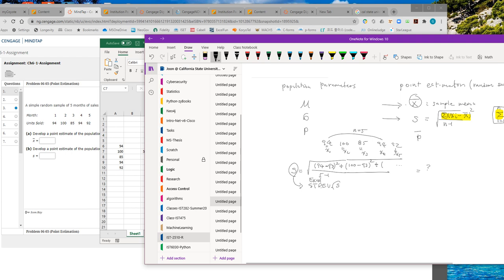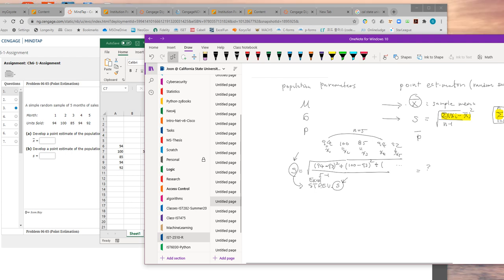stddev.s. So be careful. We have to use s, right? Because we are looking for the sample, right? So standard deviation for the sample, standard deviation s. Okay, so I'm done.